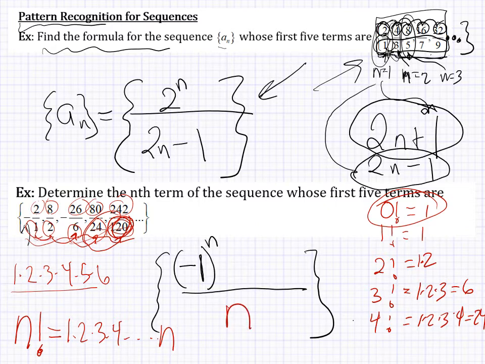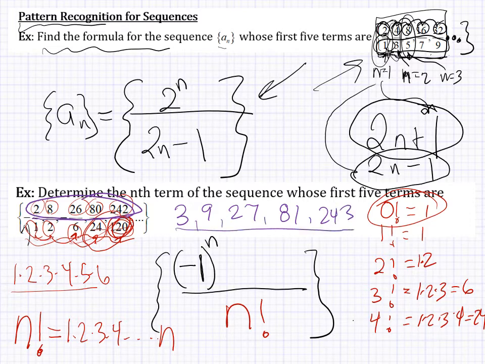So anyway, this would be n factorial down here. And so then we look at this pattern in the numerator one more time. Well, let's say I give you this pattern, 3, 9, 27, 81, 243. If I gave you that pattern, I think you might recognize it a little bit quicker. Well, those are powers of 3. 3 to the first, 3 to the second, 3 to the third, 3 to the fourth.